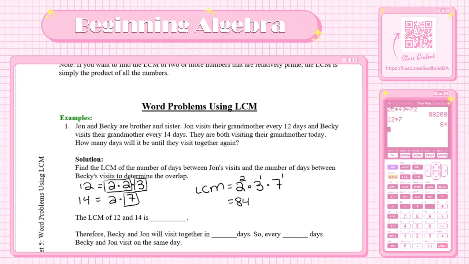So the least common multiple of 12 and 14 is 84. So that means Becky and John will visit together in 84 days. And every 84 days, Becky and John will visit on the same day.